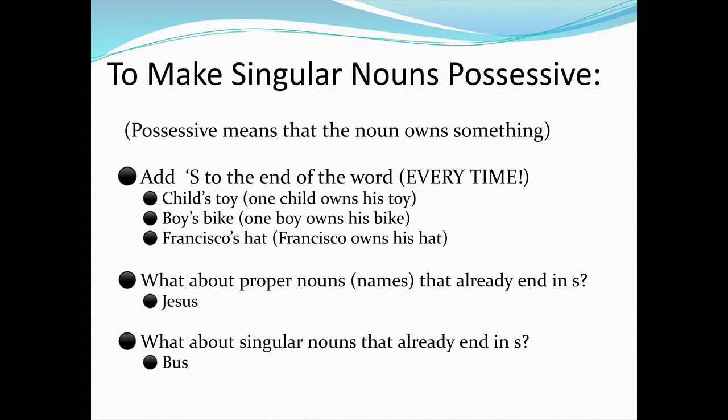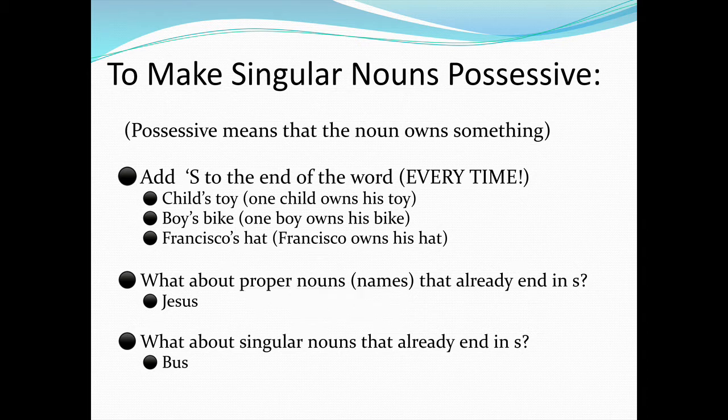Now, you might want to ask a question like, well, what about proper nouns that already end in s, like Jesus? I want you to write this specifically in your notes. In order to make Jesus or any other name possessive, if that original word is singular, all you have to do is add apostrophe s. So yes, for Jesus, you would go Jesus's. Jesus's shoes stuck in the mud.